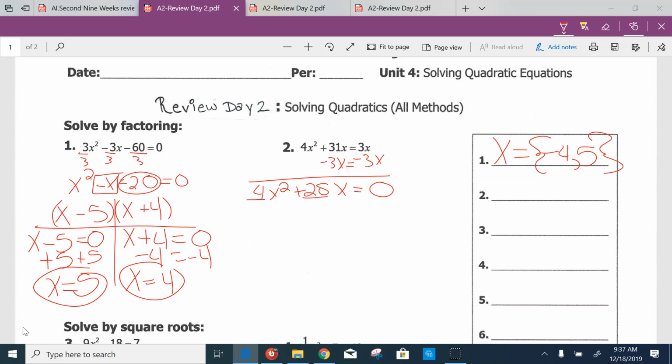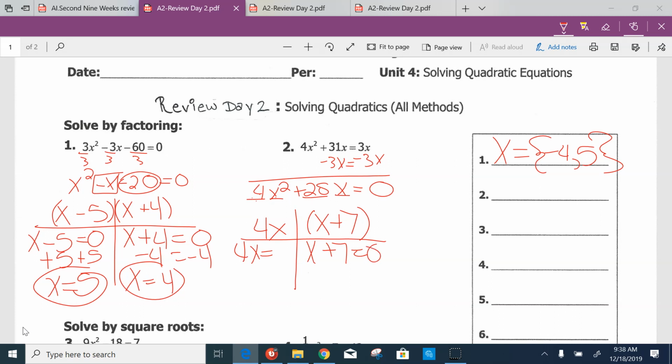4 and 28 can both be divided by a greatest common factor of 4. And then I have two x's in the x squared and one x there, so I can take out an x. So if I divide everything by 4x, I get 4x on one side. When I take out the 4x, I have just a single x left over because I took out the 4 and one of these x's. 28 divided by 4 is a positive 7. And then that one x went away when I divided it out. So here's my second factor. I make each of these equal to 0.